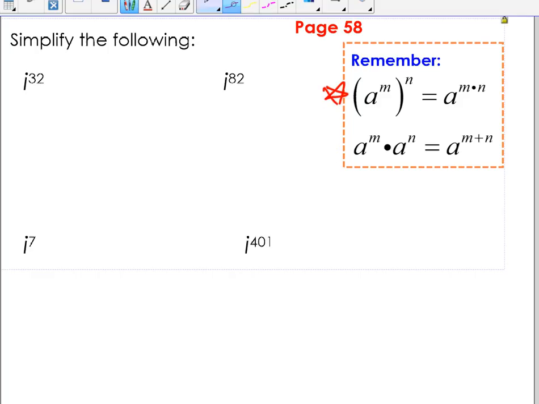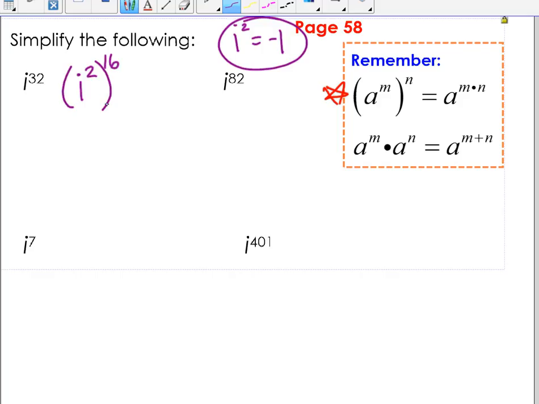The very first thing you always do when you have higher power i terms, i to the 32nd, i to the 82nd, things like this, you always start with i squared. Why do we start with i squared? Because we know that i squared is negative 1. That's all you need to know in order to be successful with these problems. So we say, I know what i squared is, and we're going to build everything off of that. Power to a power, you multiply. So i to the 32nd: 2 times what is going to get me 32? Well, 2 times 16 gets me 32.